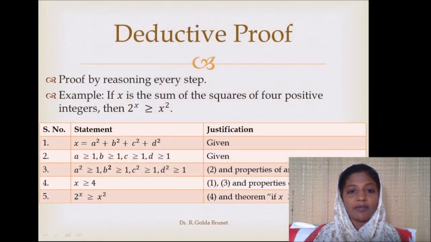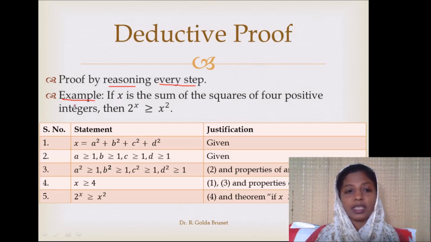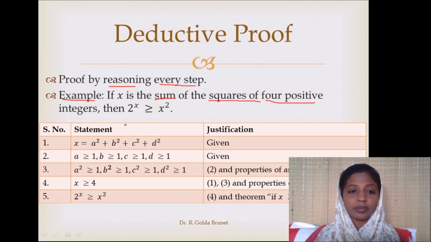In this, every step we have to reason out. And the theorem we are trying to prove is this one. If x is the sum of the squares of four positive integers, then 2 power x is greater than or equal to x squared. Now, using this, we can write x as a squared plus b squared plus c squared plus d squared. Why? Because x is the sum of squares of 4 positive integers. So, assuming a, b, c and d are 4 positive integers, we can write x as the sum of the squares of 4 positive integers. So, it is actually the given statement in the theorem.